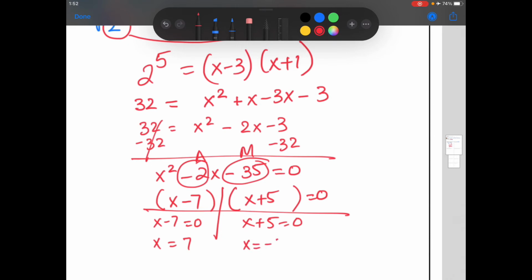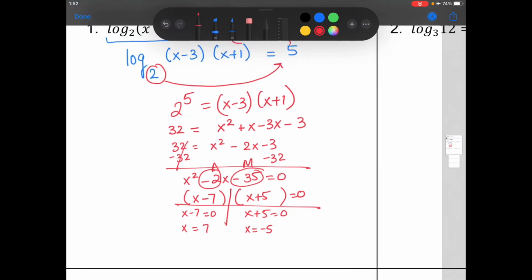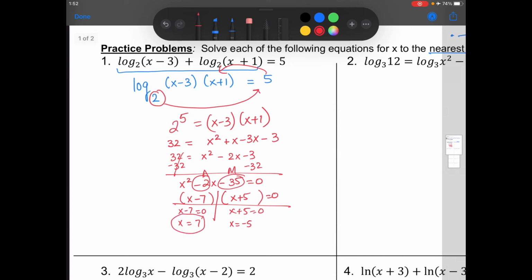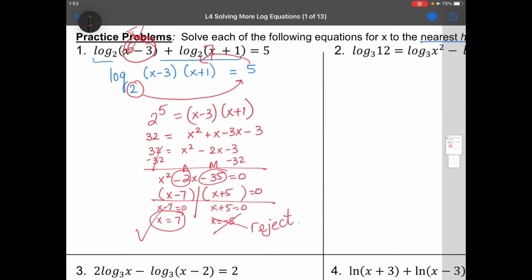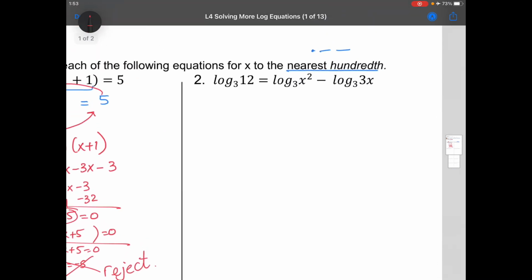x equals 7, x equals -5. You are not done. Why? Because you must check both your solutions. If I substitute 7 in here for x, do I end up with a negative number? No, it's a positive number. If I substitute 7 in here, I end up with a positive number. So 7 is a solution. But what happens if I substitute -5 in here? I end up with a negative number, which is not possible. So -5 is a reject. You must write that down. You should cross it out and write reject. Okay? I'm going to try number 2 also.